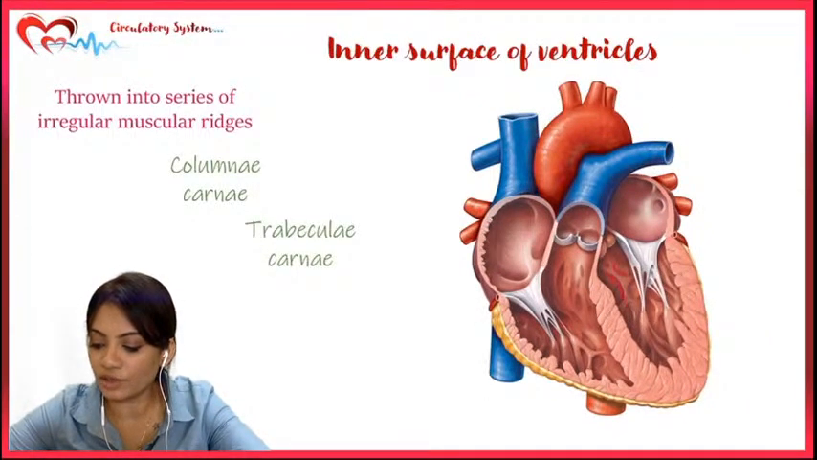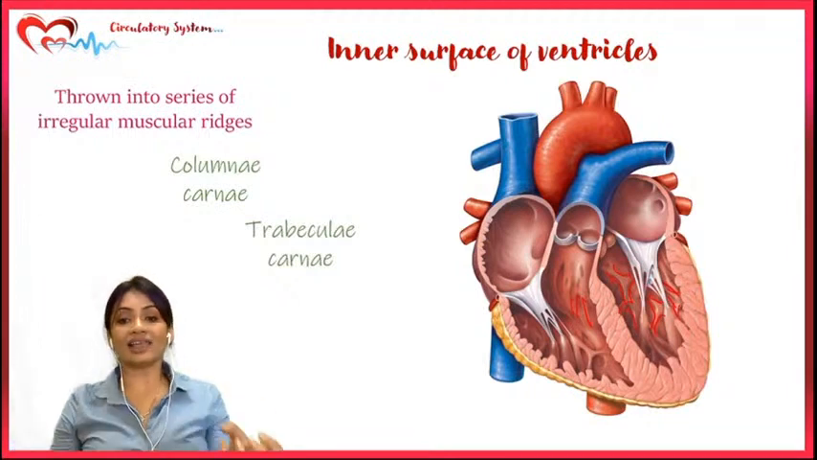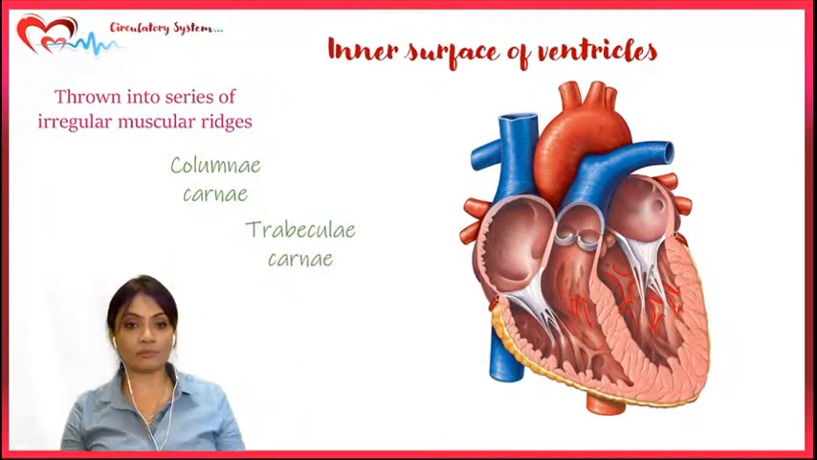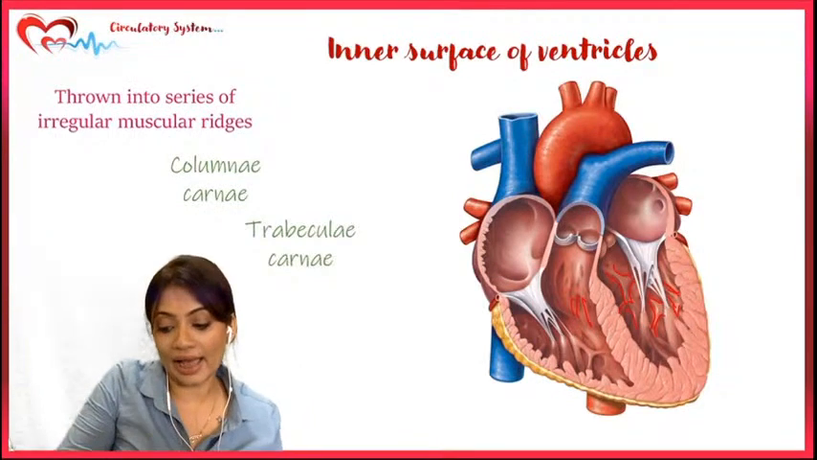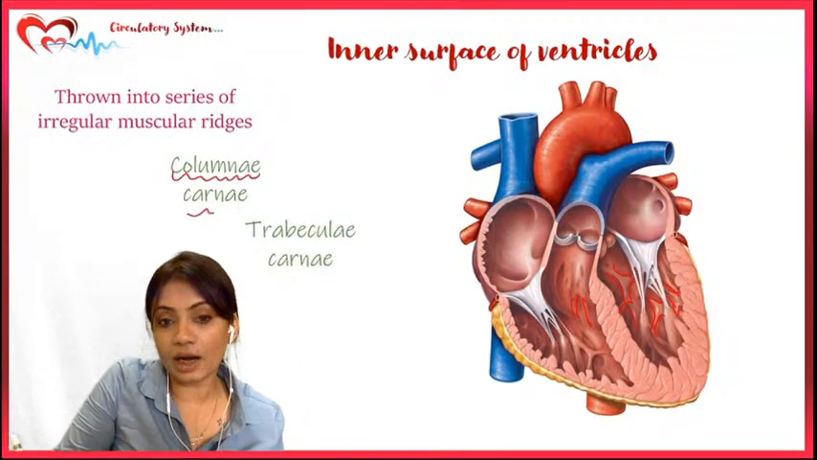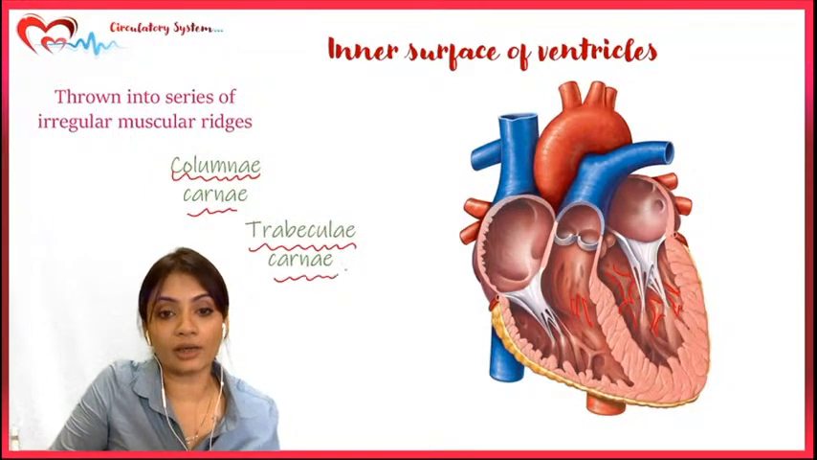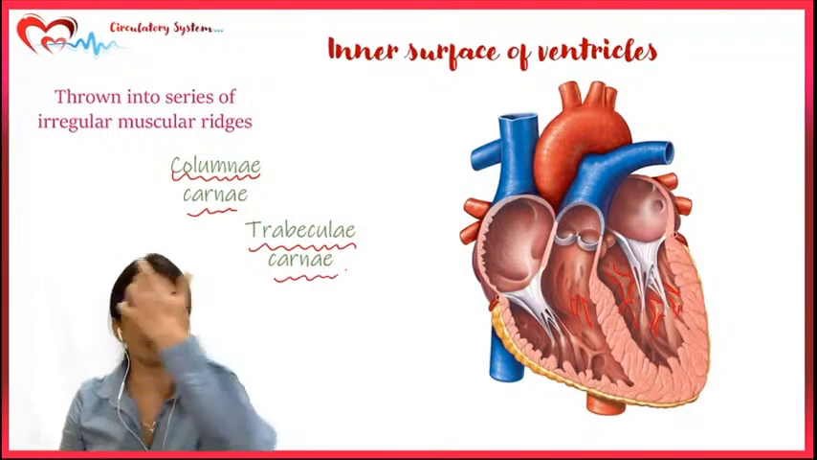All of these structures that you're seeing here are actually nothing but projections, just ridges which can accommodate more and more blood. They can be called the columnae carneae, or they can be called the trabeculae carneae. Okay, columnae carneae or trabeculae carneae.